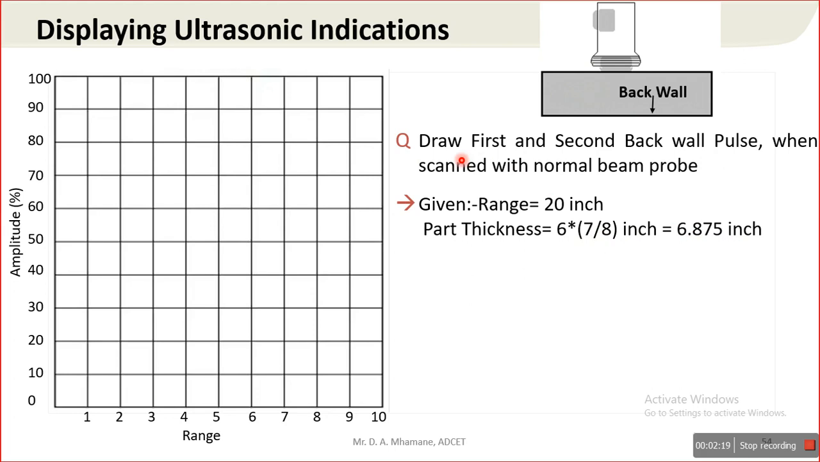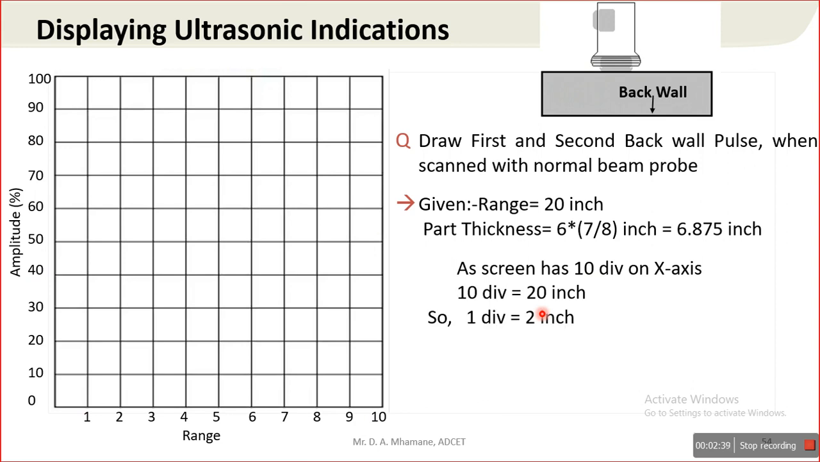We need to draw first and second back wall pulse on this screen, which has 10 divisions on the x axis and intensity on the y axis, sound intensity. So as we know, it has 10 divisions, range is given 20 inch. So value of a single division is 2 inch.